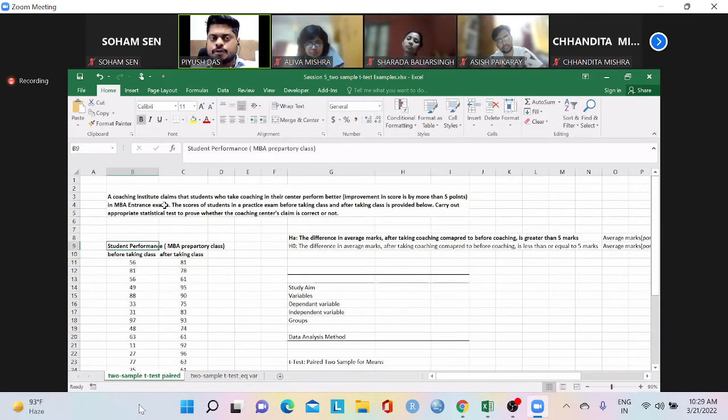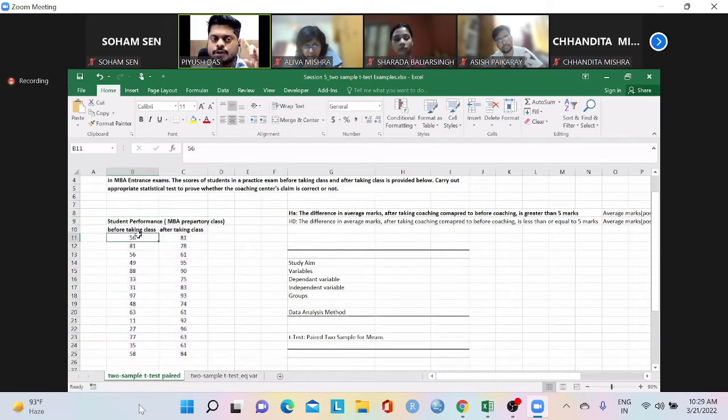So whenever a question is asking like this and information is provided like this, we are talking about the same student. The student who scored 56 later on scored 81. Here the student who scored 77 in row 23 later on scored 63, right? The same student. So in this study, if you see, I have one group of students. They are going through some coaching. Before coaching, they have taken some test. After coaching, they are taking a different test. Now, what I want to find out is whether there is a difference in that.